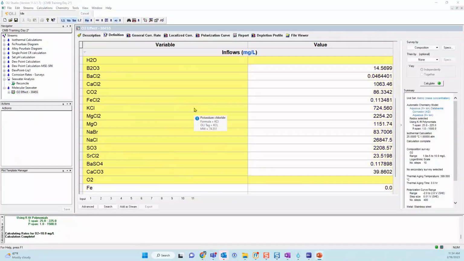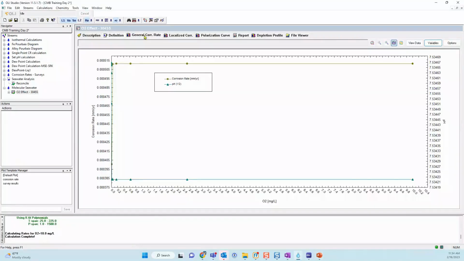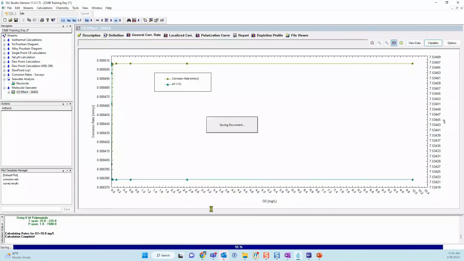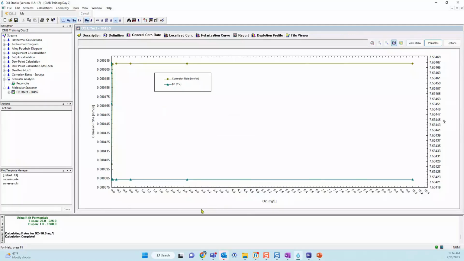Okay. So once it's done, as usual, we go to the general corrosion rate. And what do we see here? We see a very weird plot. It's hard to understand. I haven't been changing the units for the corrosion rates. We could have used mils per year. We could have changed the other units, but we haven't. But it's fine.